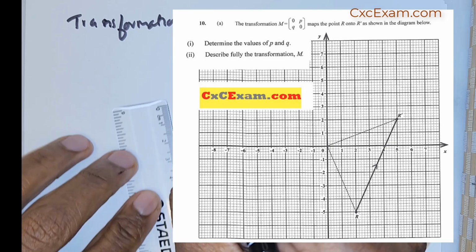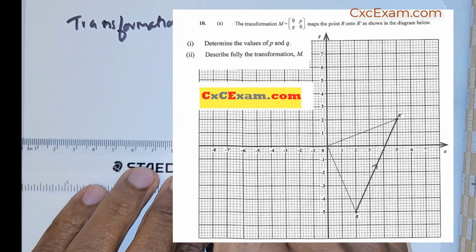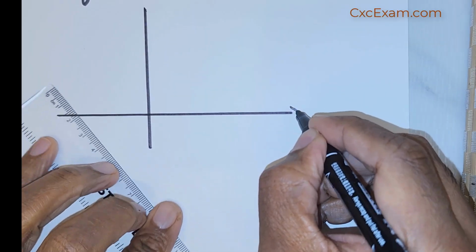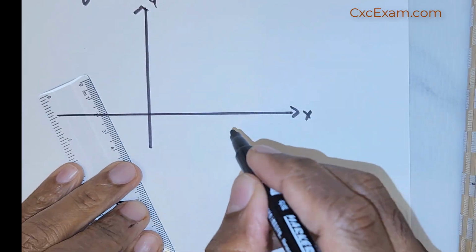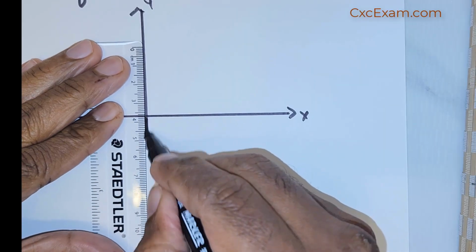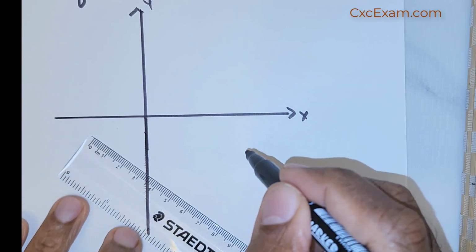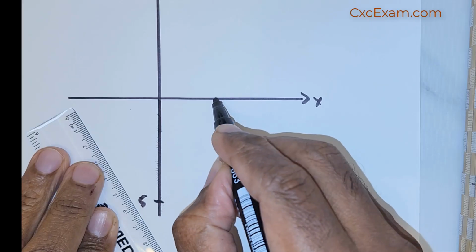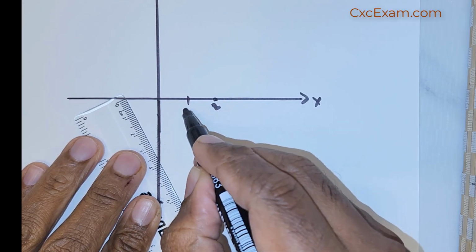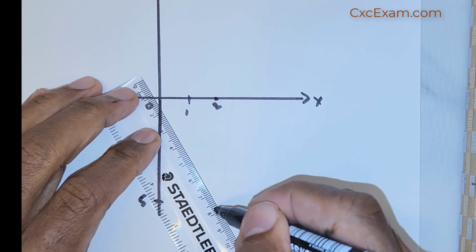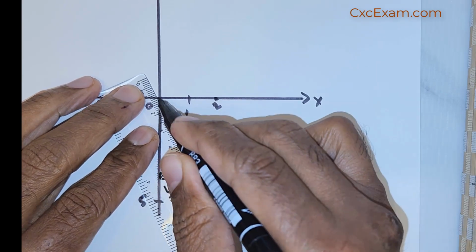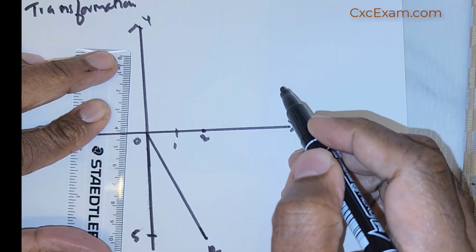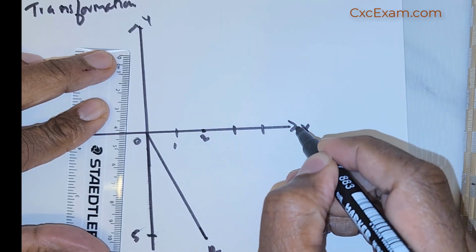Okay, this is a question on transformation. Foremost, let me draw the figure. Okay, so this is the x-axis, this is the y-axis. Now, we have been given a point over here, 2. This is 2, this is 1, this is 0. From 2 to 5, negative 5. So there is a point called R.